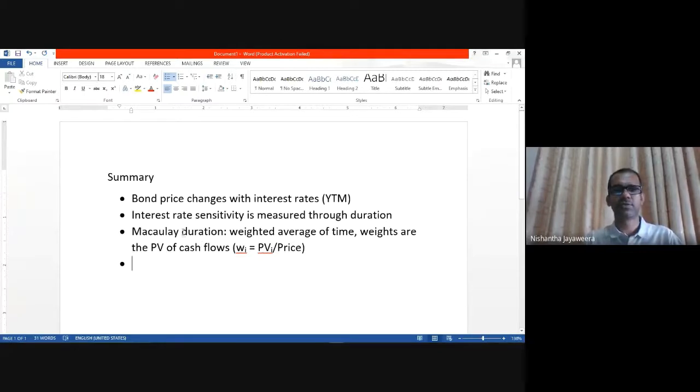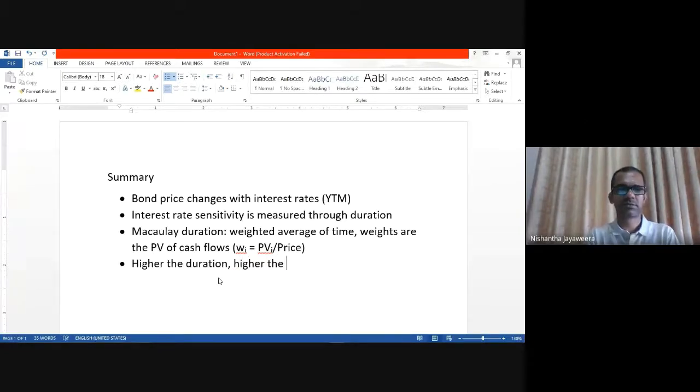So what is the sensitivity then? Simply, the higher the duration, the higher the sensitivity. Other factors affecting duration.